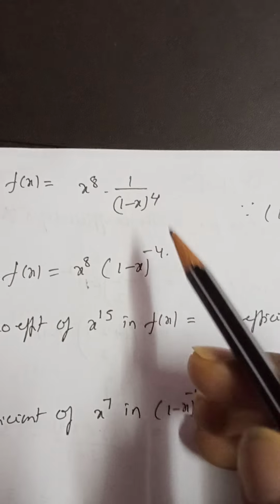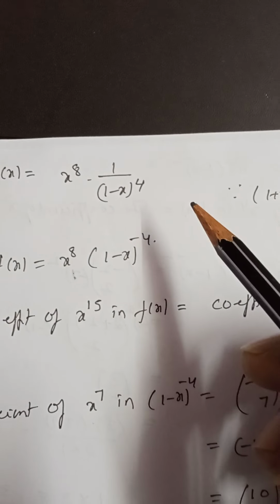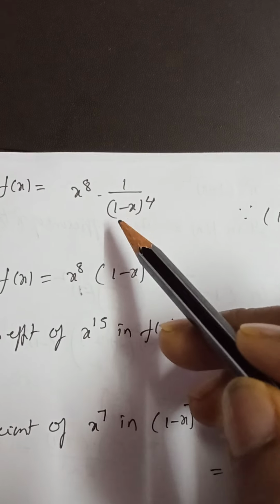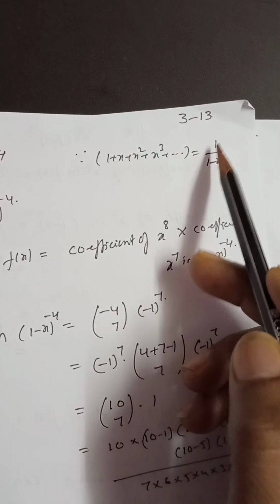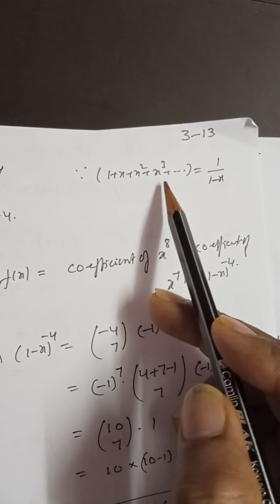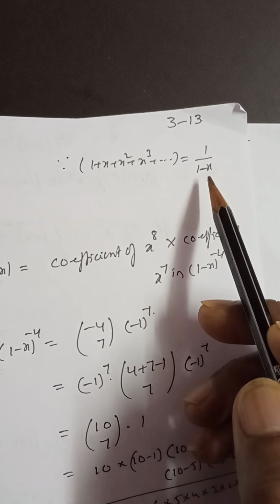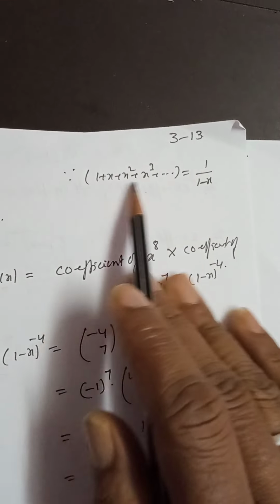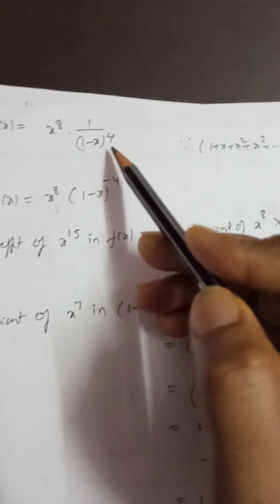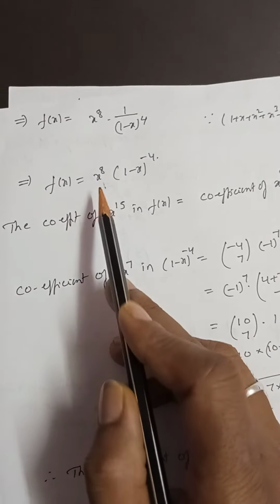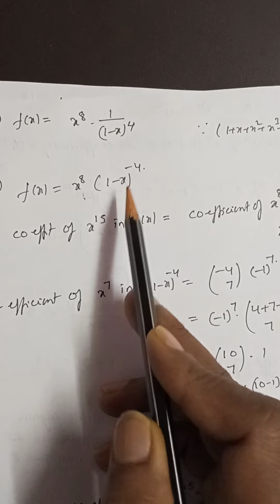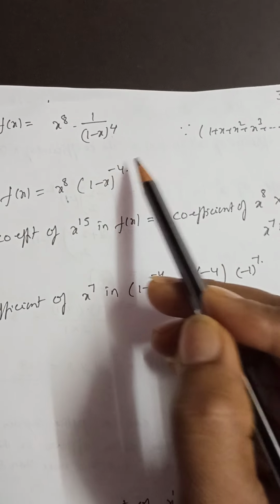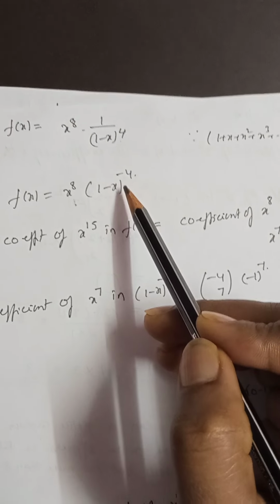Now here f of x is equal to x power 8, and that expression 1 plus x plus x square and so on can be written as 1 by 1 minus x. This is the expansion formula. Now this value is equal to 1 by (1 minus x) whole to the power of 4, that's why I wrote (1 minus x) whole to the power of 4. Now here f of x is equal to x to the power of 8 into (1 minus x) whole to the power of minus 4. We are transposing this term to the numerator, therefore the power becomes negative, right?